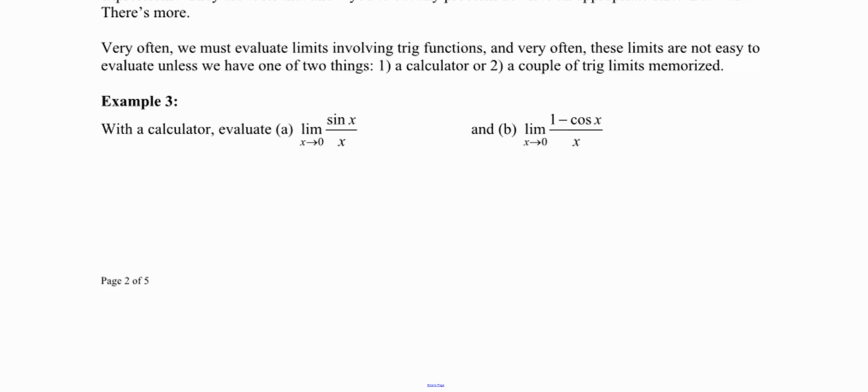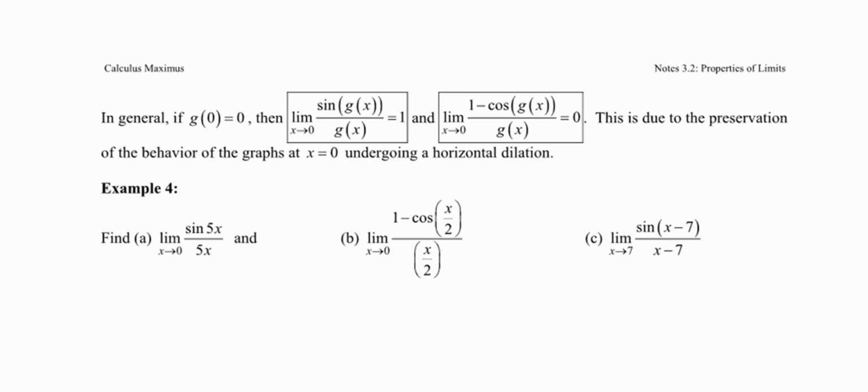So with a calculator, you could do this on your own. If you try to do this on your limit, and again, you could type in the function into y1, look at your table as the x values get closer and closer to 0, and see what it's approaching. In this case, it turns out it's approaching 1, and it turns out this one's approaching 0. These will be a big deal as we move forward in this section.